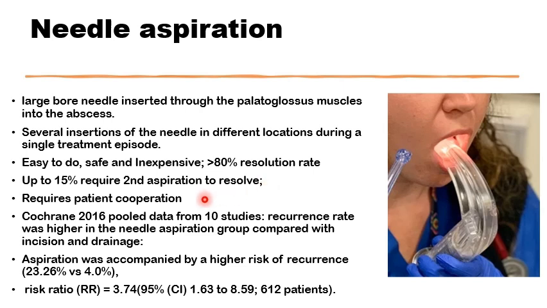But it requires patient cooperation, of course. A Cochrane group study in 2016 pooled results of 10 different studies and showed that the recurrence rate of the peritonsillar abscess after needle aspiration alone would be in the area of 23%, compared with just 4% for incision and drainage. The risk ratio is about 4 times for developing a recurrence with the needle aspiration method.